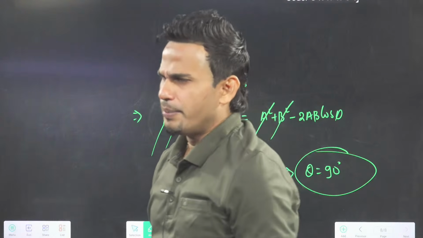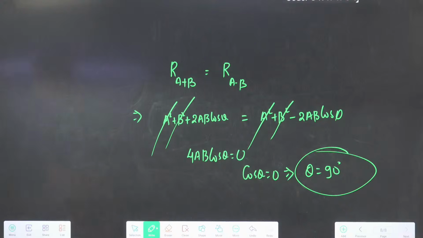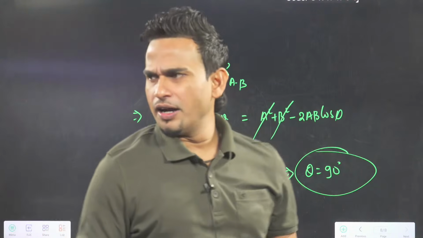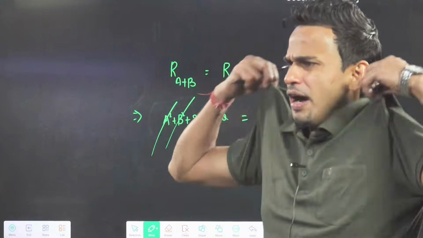Hello. Basic calculation we have to do a little fast, then only we can do multiple questions. Everyone understood? Tell me quickly, fast.